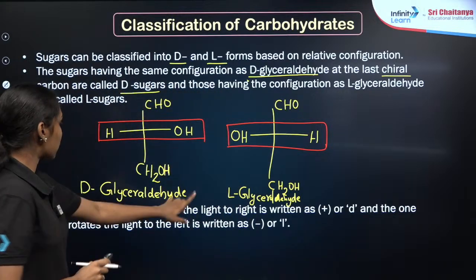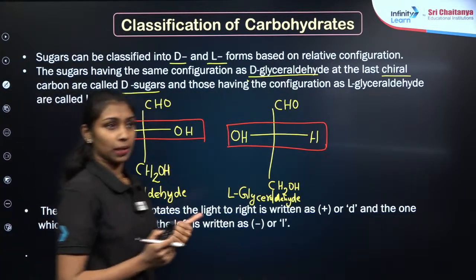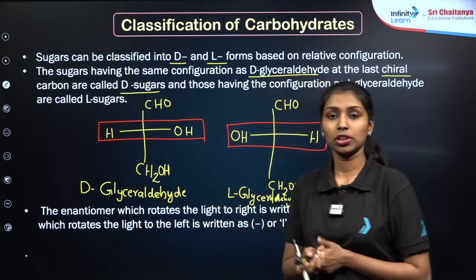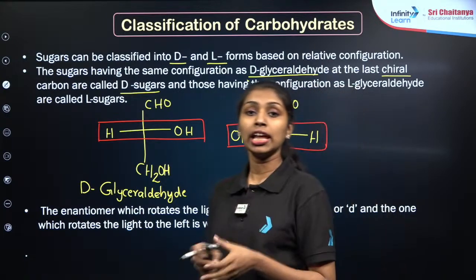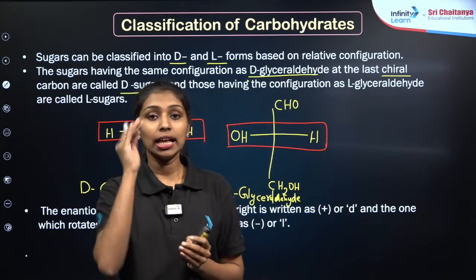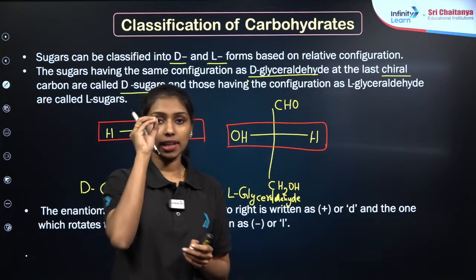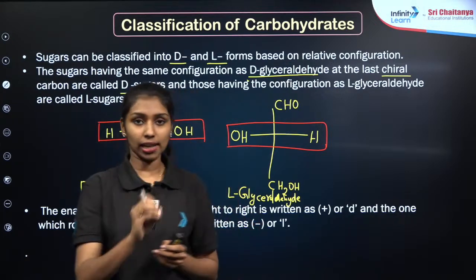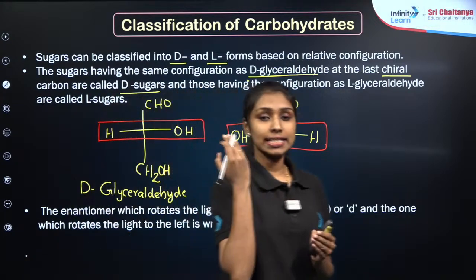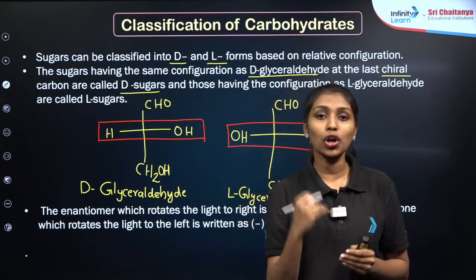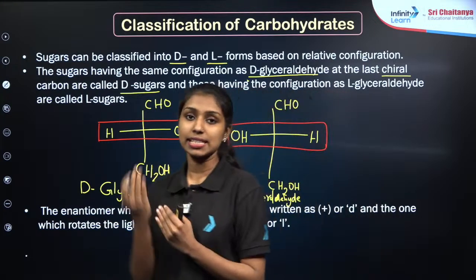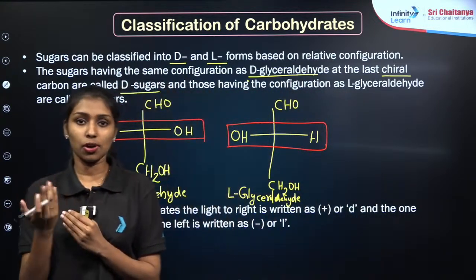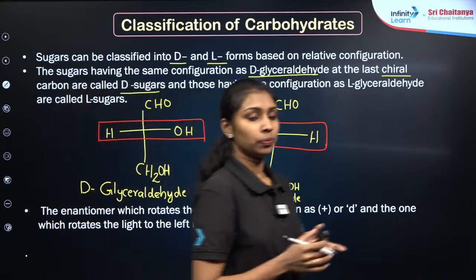These D and L are represented as capital D and capital L. Whenever you get any molecule, you can identify the structure. Consider the last carbon atom, yes, the last chiral carbon atom, which is similar to D-glyceraldehyde or L-glyceraldehyde. Then it is named as D carbohydrate, whether it is glucose or fructose. Clear?